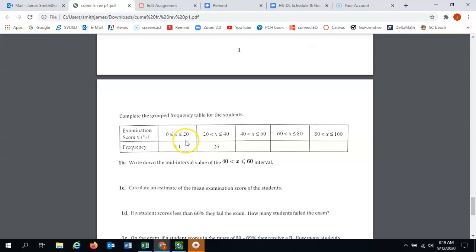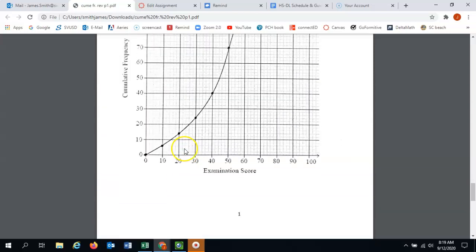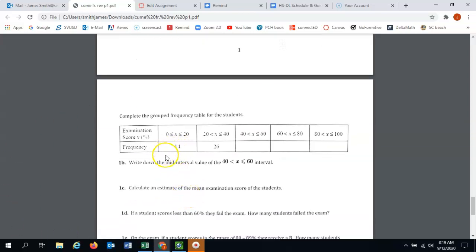From 0 to 20, how many terms were in 0 to 20? If I look at the graph, here's 0 to 20. Here's my frequencies. Notice that my first point was 0, 0. And as I go all the way up to 20, my frequency is at 14. So from 0 to 20, my frequency goes from 0 to 14, which is why on this page they're telling you that your frequency is 14.